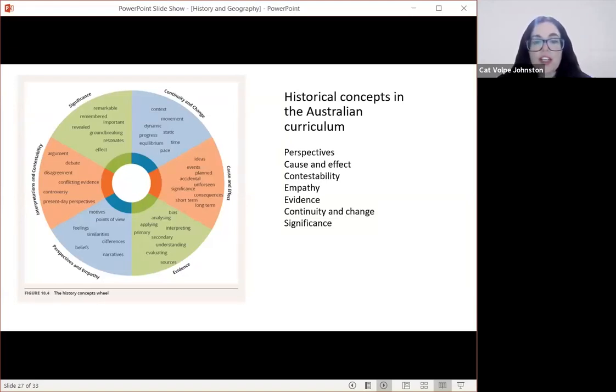We're looking at interpretations and contestability, argument, debate, disagreement, conflicting evidence, controversy, present-day perspectives, and significance, remarkable, remembered, important, groundbreaking, resonates, effect. All these words don't necessarily say history, but they're really important concepts to understand. And they are relevant to history, but they can also be very relevant to other subjects as well. And students really having an understanding of these concepts can really help them across the different KLAs.